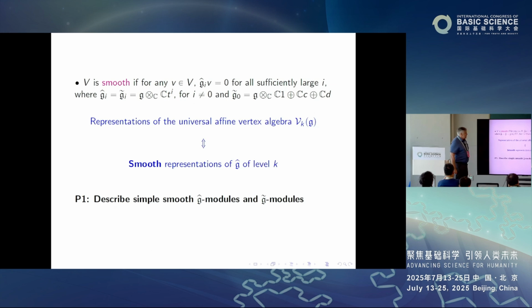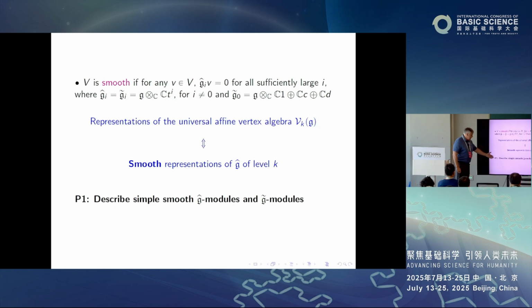Yeah, so there's a natural Z grading by the degree of T. And the module is smooth if any vector can be annihilated by sufficiently large currents, positive currents. And then the significance of smooth representations is because there is a one-to-one correspondence between the irreducible smooth representations of the affine algebra and the affine vertex algebra. Right? So if we want to understand the representation theory of the affine vertex algebra, we just need to understand smooth representations of the affine Kac-Moody algebra.